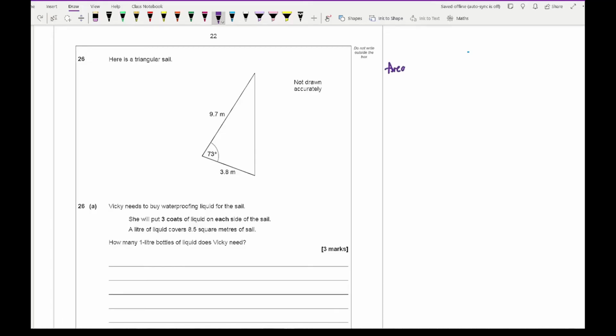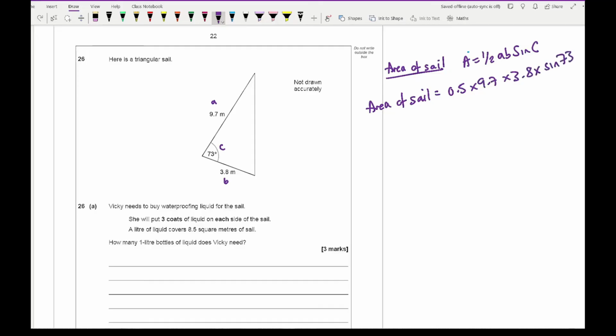So in terms of the area of the sail, which is what we need to work out first. Now because I don't know the perpendicular height, what I need to do is use the area formula with sine to work out the area. So the area is going to be equal to a half ab sine C. Now in terms of labelling, this is going to be A, that's going to be B, and that's going to be C. So the area of the sail is going to be 0.5 times 9.7 times 3.8 times sine of 73, and that should give me an answer of around 17.6 metres squared.